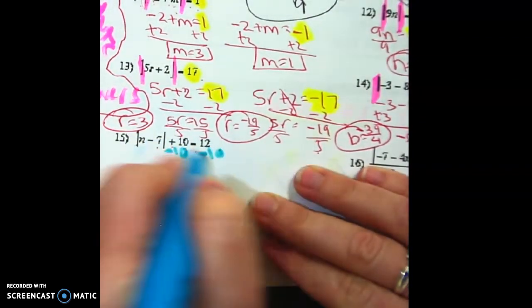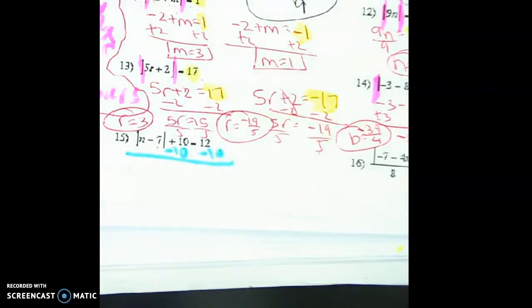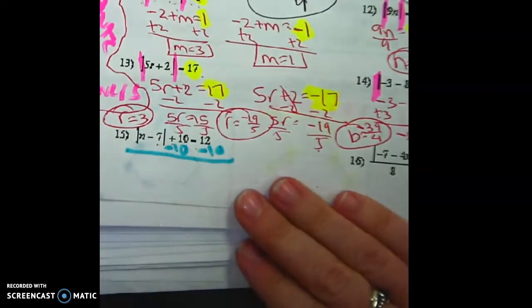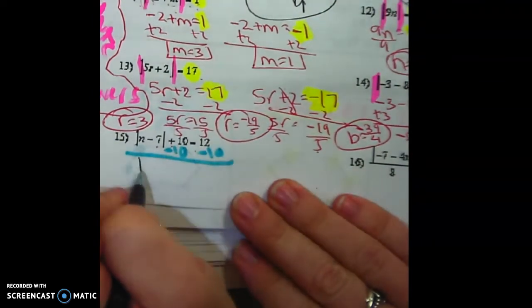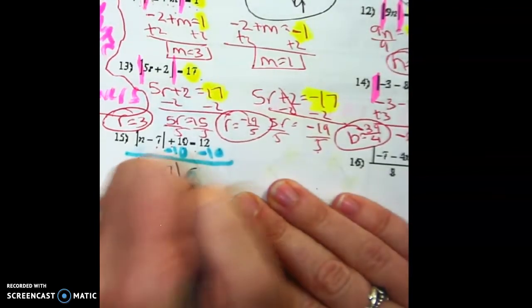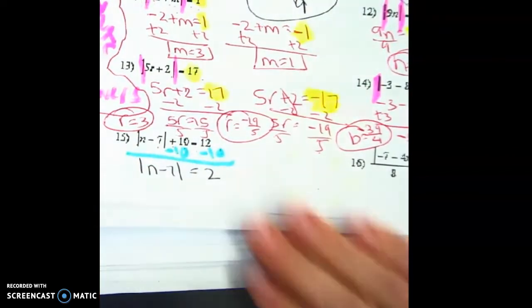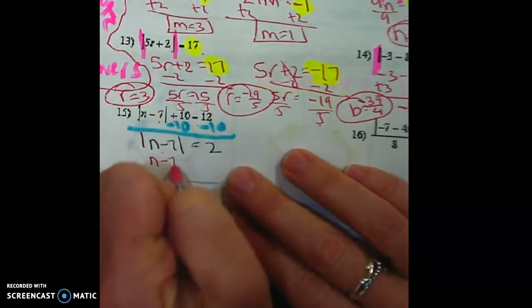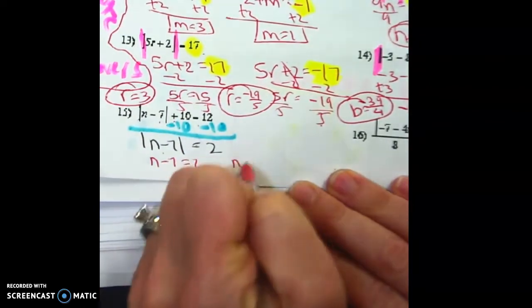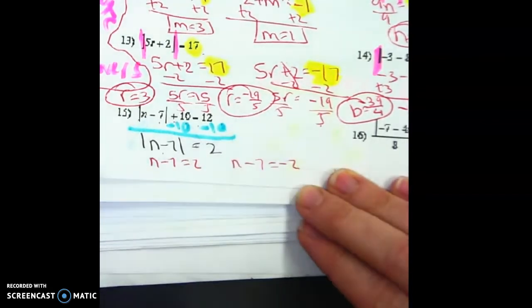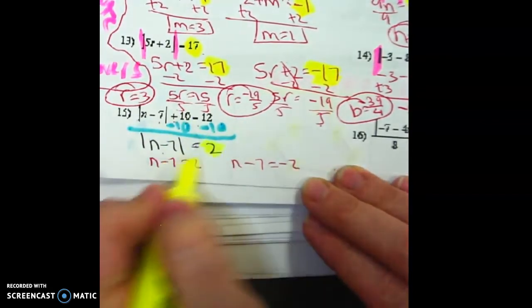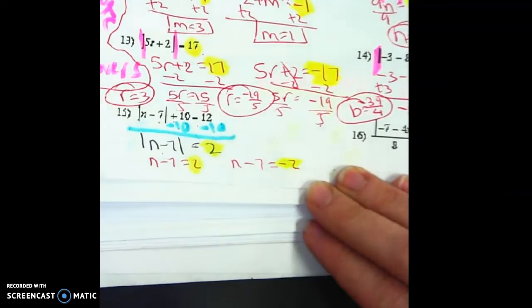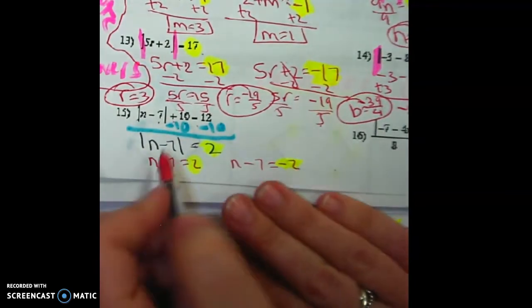You got to get rid of the number that's on the same side of the bars. Then I'm left with the absolute value of n minus 7 equals 2. Now that it's just bars equals, I can write exactly how it is and make the other one negative. Highlight, because then you're going to see what to do.